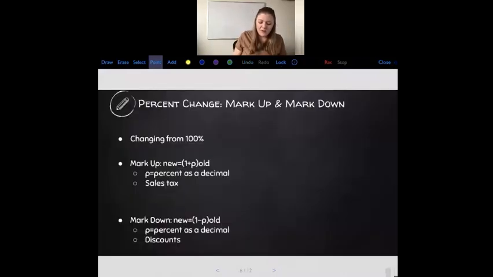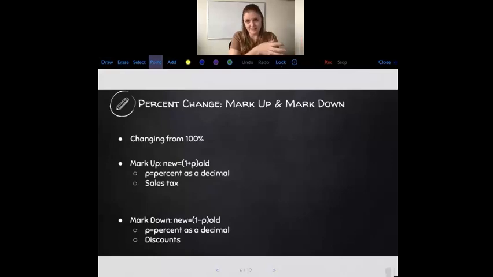Percent change, markup and markdown. So these are prices or items changing from 100% of the value. So when we talk about markup, we're usually talking about something like a sales tax. So when you go to a store, there's a price tag on the item, or if you're shopping online, there's a price tag. And then by the time you check out or you get your receipt, you end up paying more than what was on that price tag. And that's because after sales tax, there's a markup or the price is increasing. So the formula is new is 1 plus P times the old, where P is your percent as a decimal.